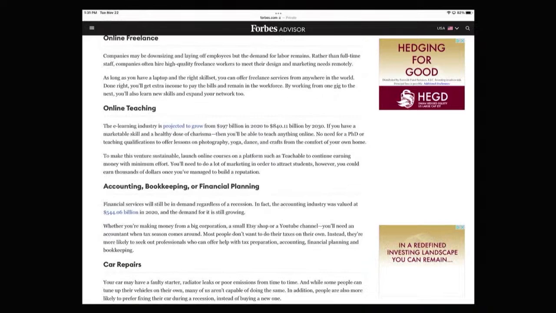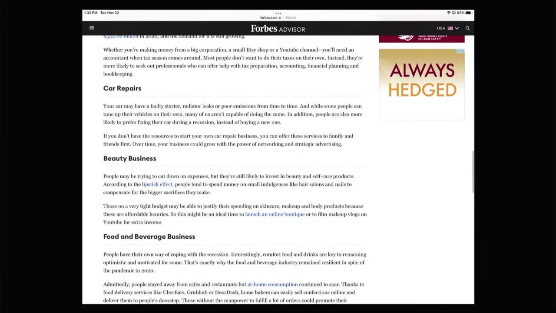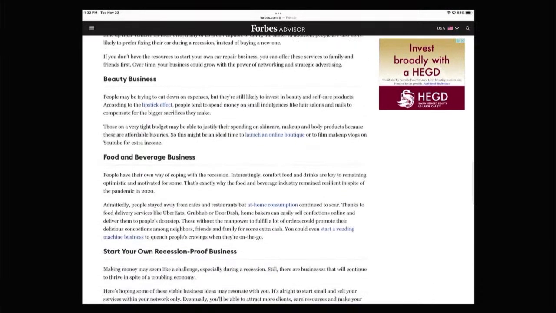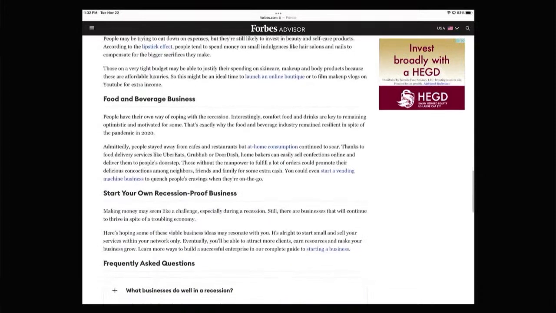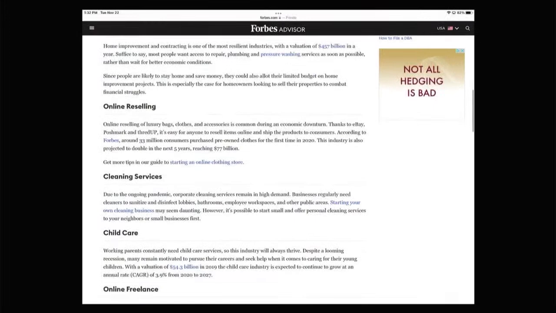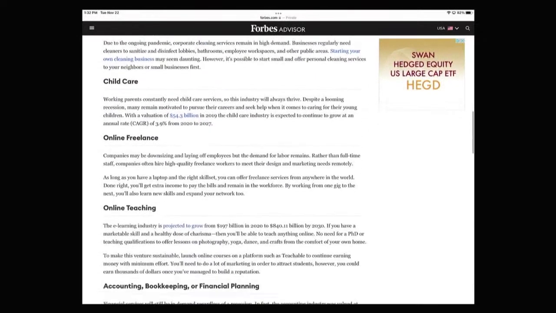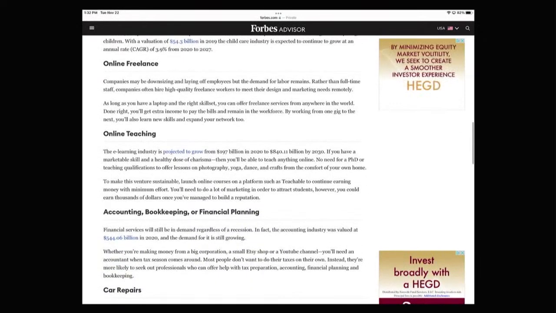Accounting, bookkeeping, and financial planning. We went over that. Car repairs, we went over that. Beauty businesses, right? Everyone still needs to look good. They still want their lipstick. Gotta have that lipstick, man. And then food and beverage businesses, obviously. Start your own recession-proof business, right? So that's Forbes. So this is real key here: online reselling, cleaning service, online freelance, and then online teaching, the e-learning industry, right?